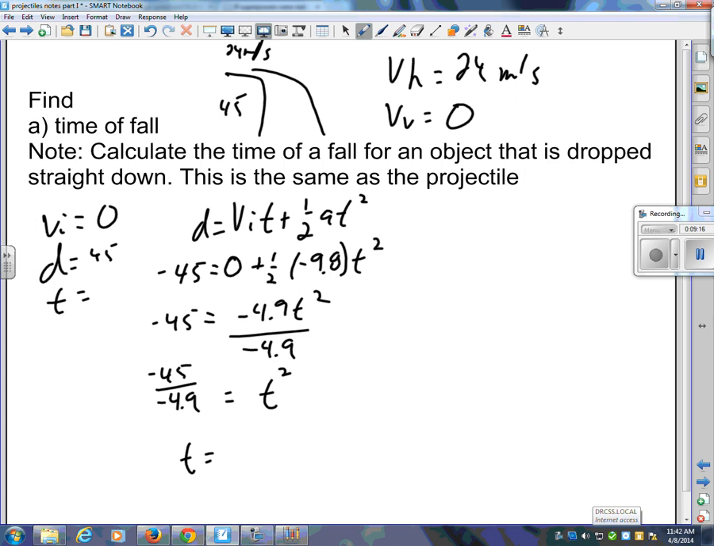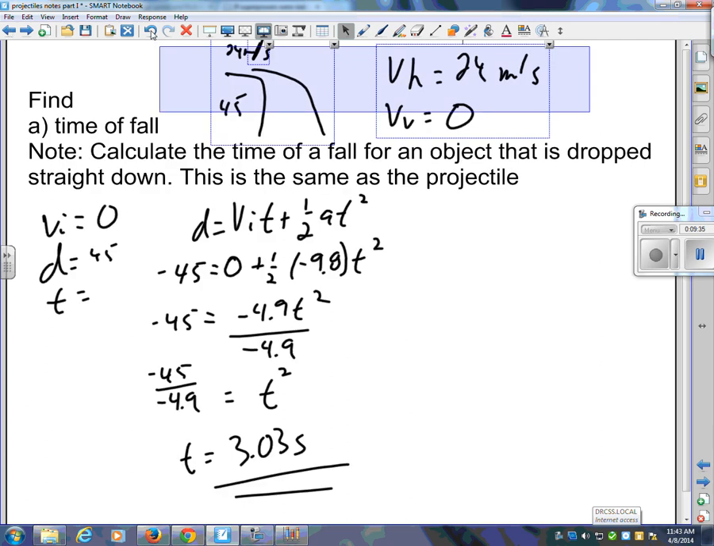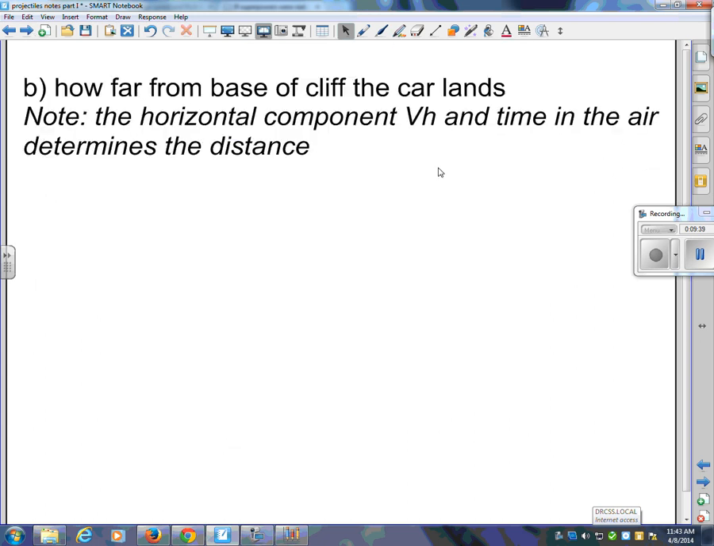So work that out. 3.03 seconds. Sounds about right. All right, so time of fall, 3.03 seconds. Tell me, how far from the base of the cliff will the car land? How far away will the car land? Very good.